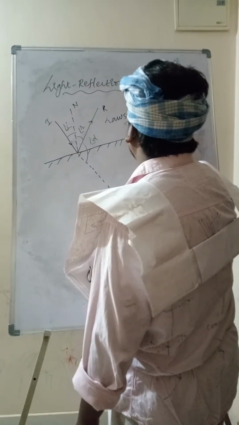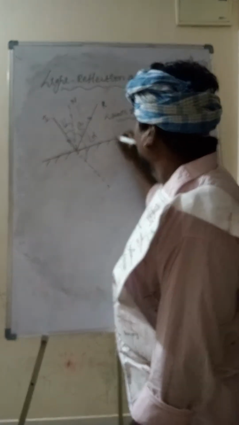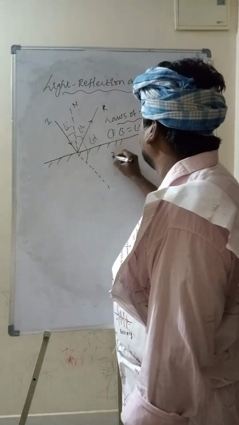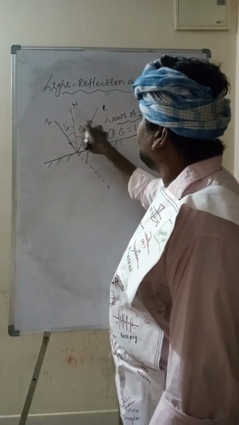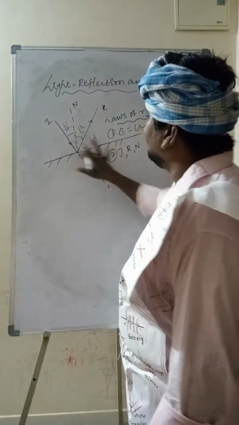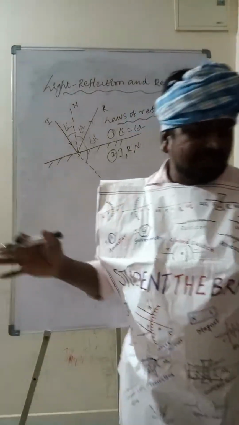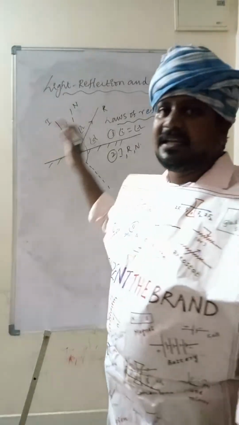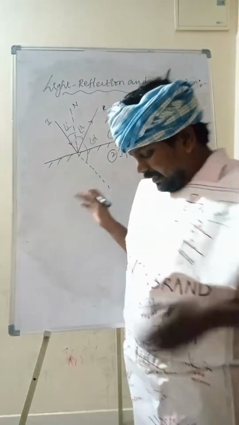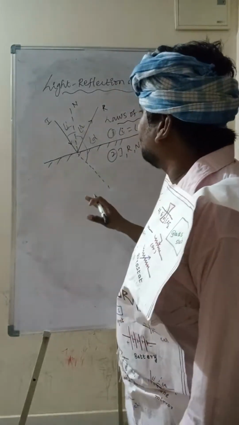So what are the laws of reflection? The angle of incidence is equal to the angle of reflection, and second, the incident ray, reflected ray, and normal line lie on the same plane. So this is about the laws of reflection.